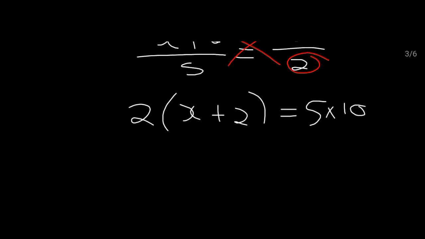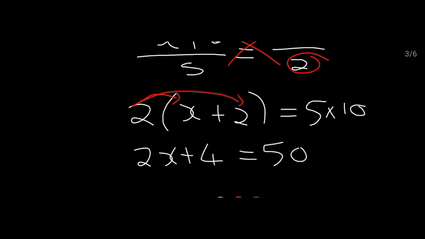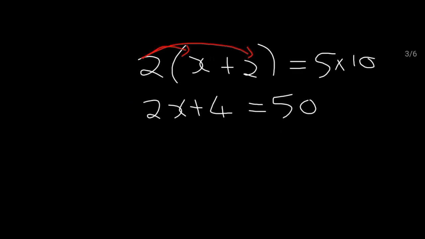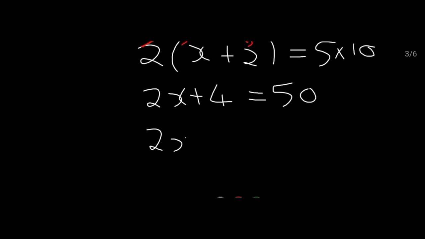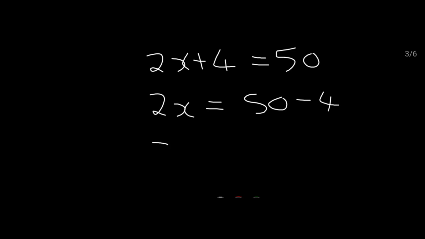Now we want to remove the bracket, and then we check the distributive property. So obviously we have to distribute 2 into the bracket. 2 multiplied by x is 2x, 2 multiplied by 2 is positive 4. Then equal to 5 times 10, it's 50. So now I think it's obvious. We transpose the 4 to the other side, it becomes minus 4. And then we have 2x, and then 50 minus 4 is 46.